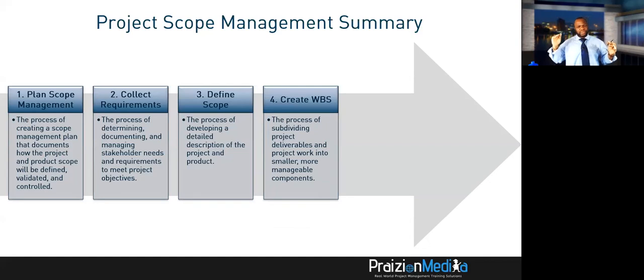It shows in hierarchy the topmost level of the project, the root node, the control accounts, any planning packages and other components, moving all the way down to the work package. We'll take a look at that when we get there.